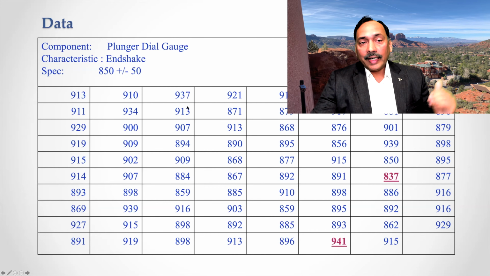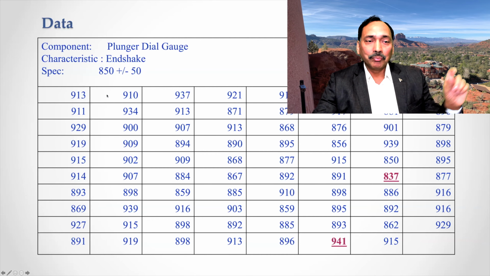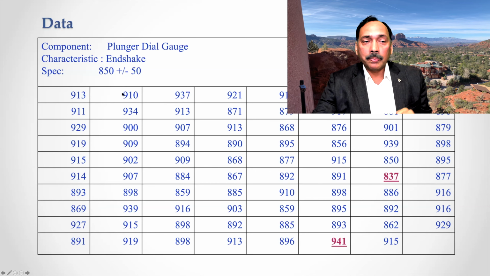So there are certain guidelines like how we conduct this study, how this data is collected. So we followed all the practices and collected this data. And usually these data points are one after the other. Like this is from the first plunger dial gauge that was made that day. This is from the second one that was picked up from manufacturing, third one, fourth one, and so on.